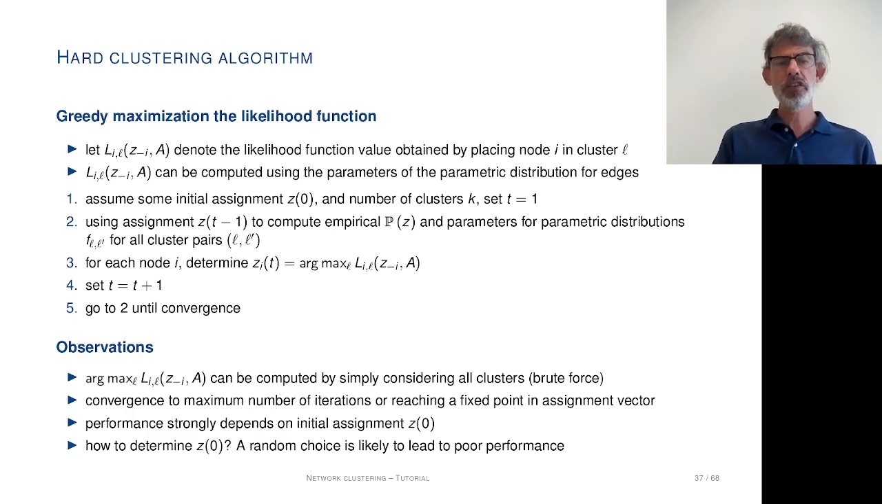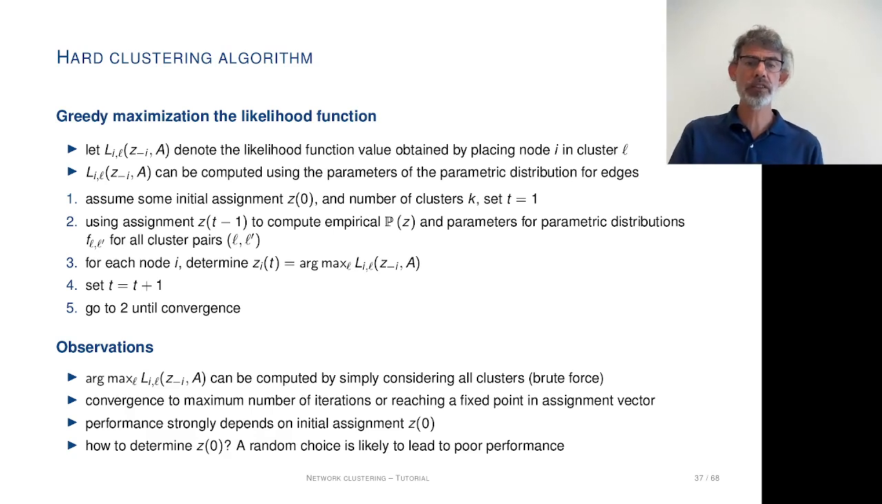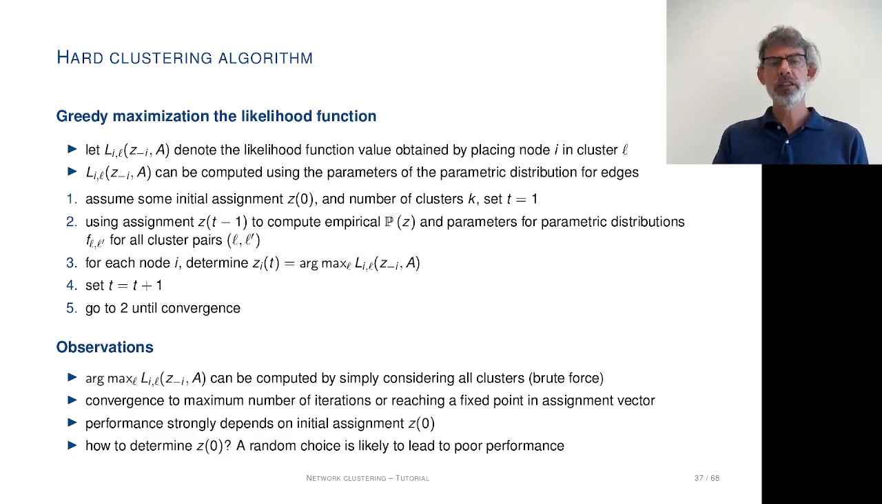I repeat this until some convergence criterion, a maximum number of iterations, or until, for example, there's no more change in the assignment of z. The observation here is that the argmax over L for node i can be computed by simply considering all clusters for node i. Convergence is to the maximum number of iterations or reaching a fixed point, as I just mentioned. The performance of this algorithm really depends on the initial assignment Z0, and that raises the question of how to determine Z0. A random choice for the initial node-to-cluster assignment is likely to lead to poor performance. So we have to choose a Z0 that is smarter than random if we want this algorithm to give good results.